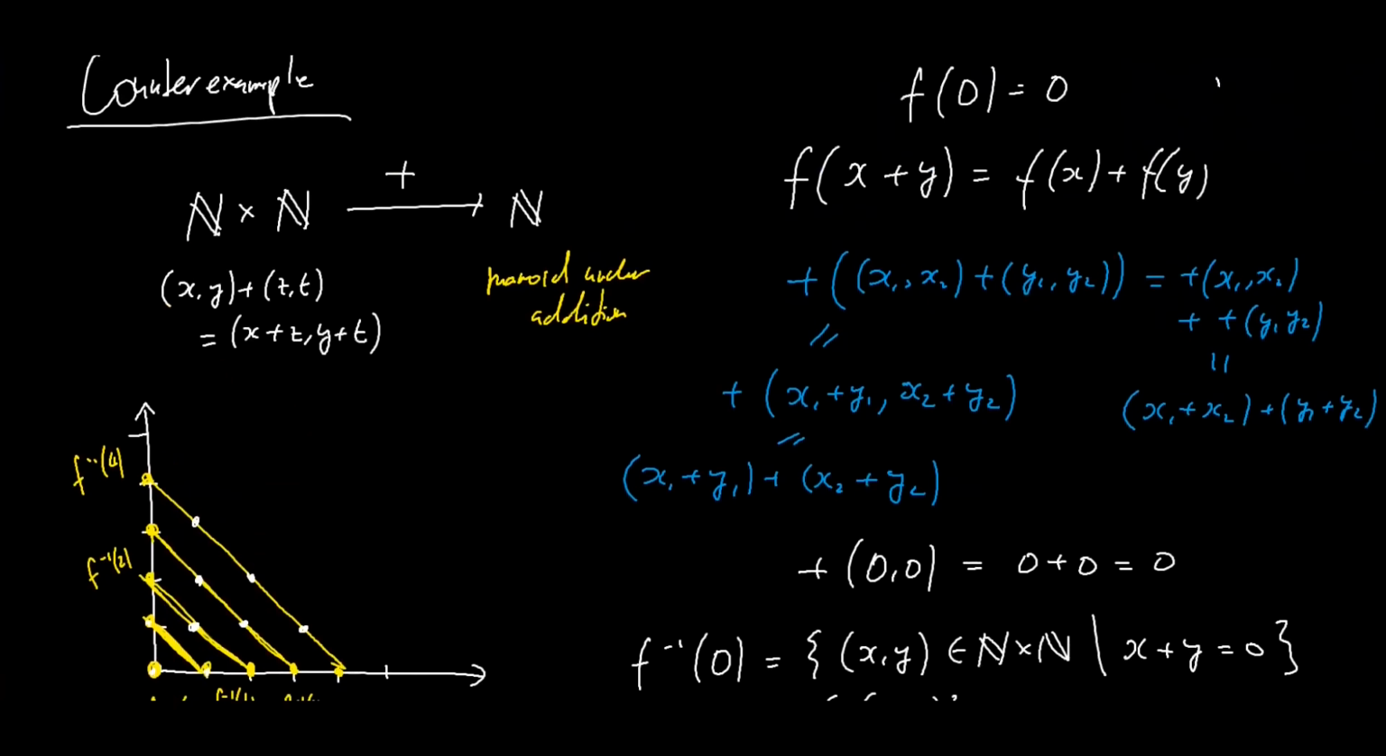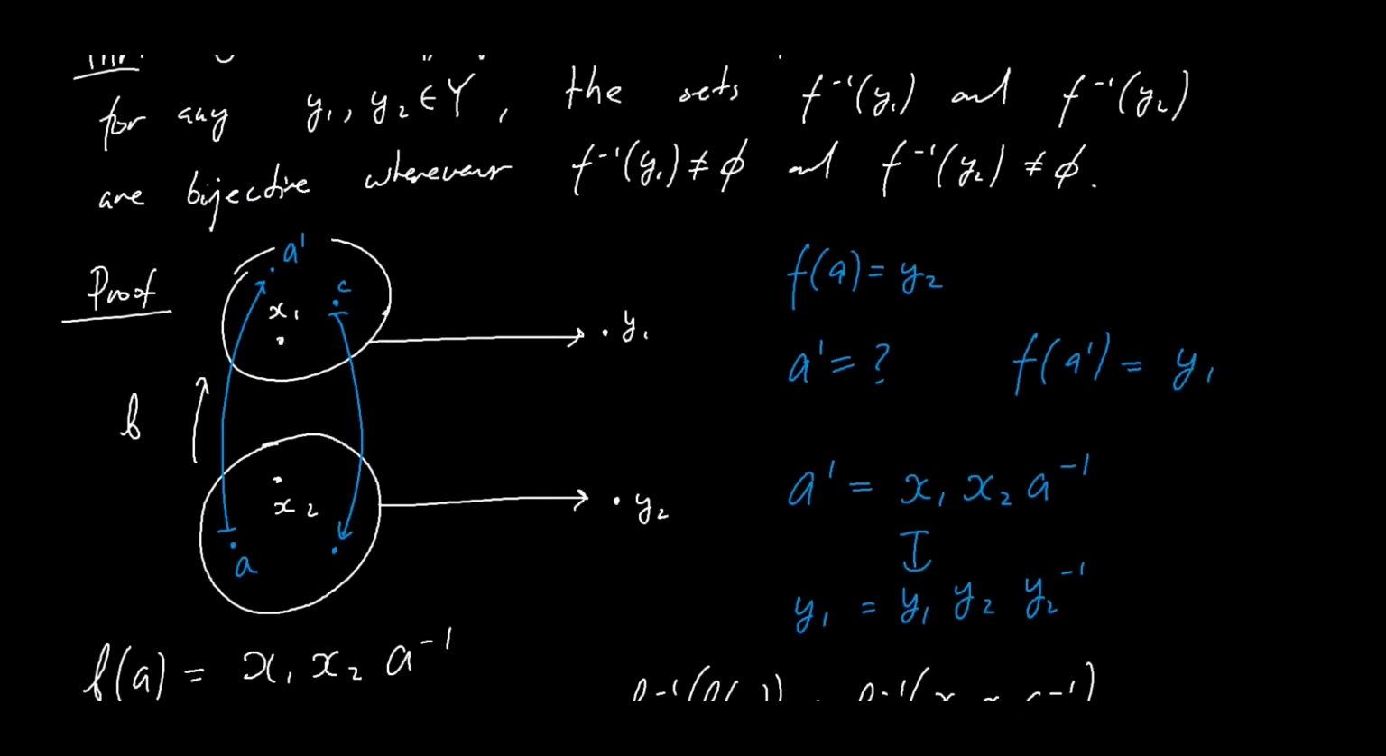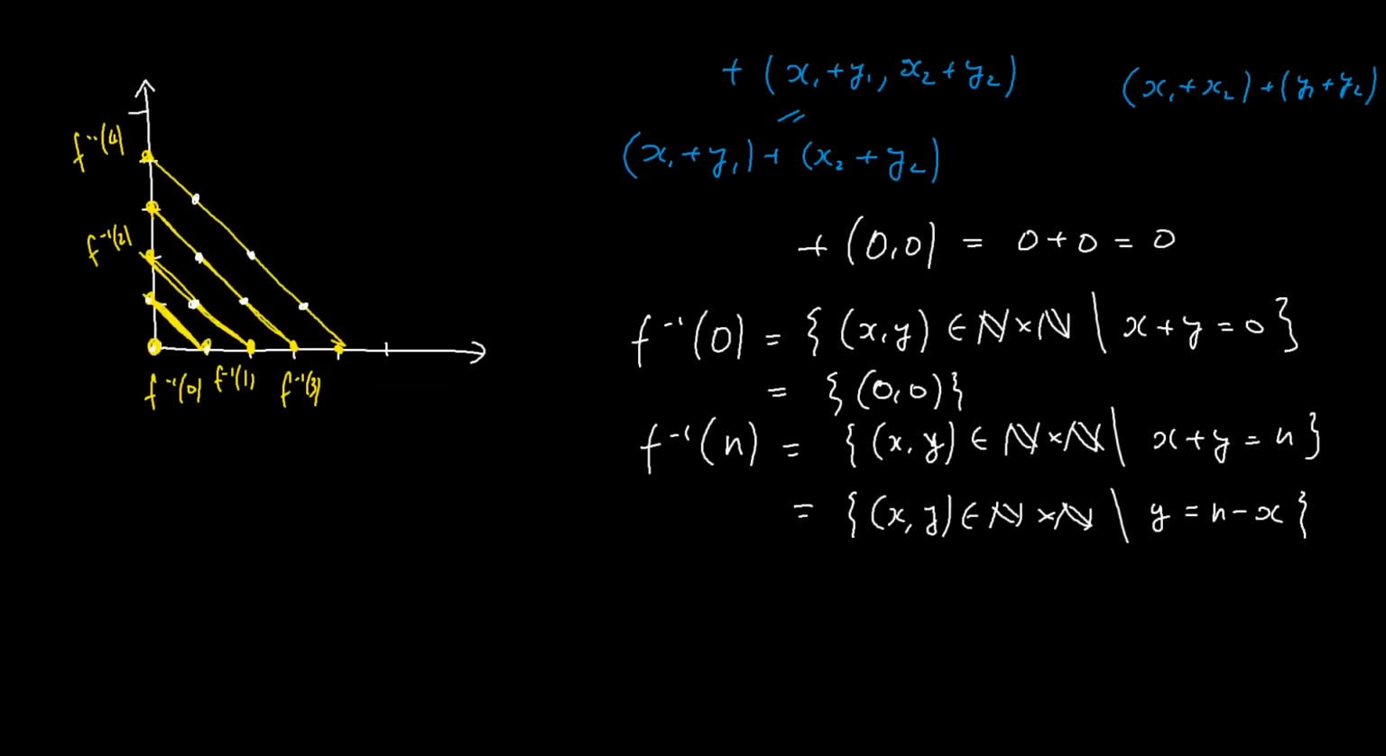But of course, if we switch from N to Z, then this thing will become a group, and they must be bijective, according to this theorem. And on the picture, that just means that we will be switching to infinite lines, and then they will be bijective, because all of them will have the cardinality of the set of natural numbers.